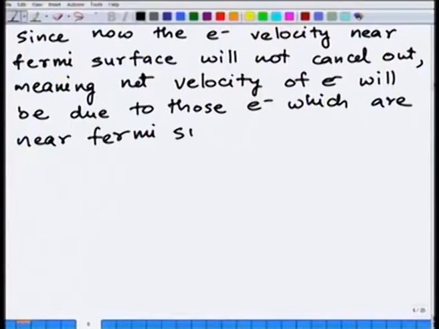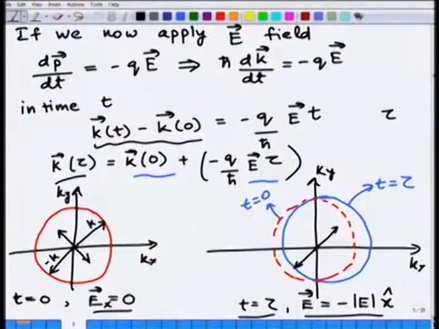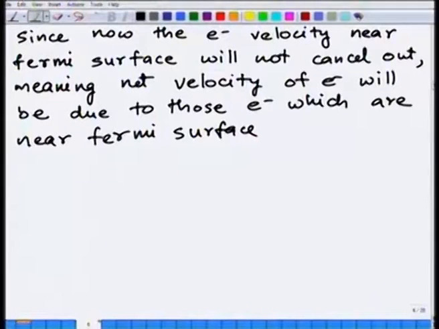What does that mean? Let me repeat what I said again. I said that most of these velocities, like here this k component, will cancel out with this minus k component, but now there will be those k's which will not cancel out, and those k's will be the ones which lie on the surface, which are not going to cancel out anymore. So, what do we see?